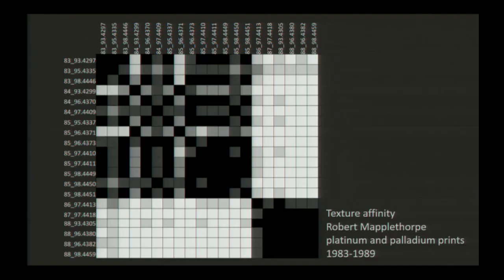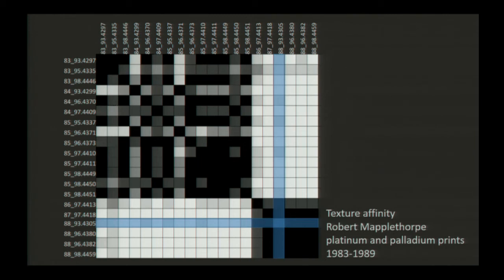And this is the last pair of slides. Applying these techniques to some of the platinum prints made by Robert Mapplethorpe in the last decade of his life. This is a project that I'm doing with the Guggenheim Museum that has a tremendous collection of Mapplethorpe's materials. So this print was, let me show you the clusters first. And here's that print.